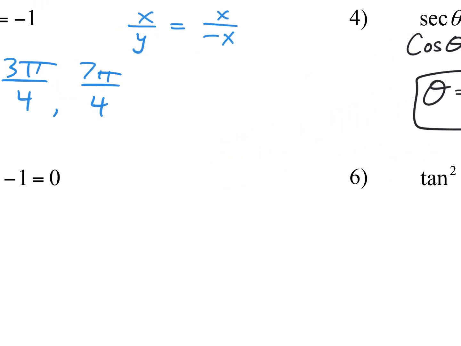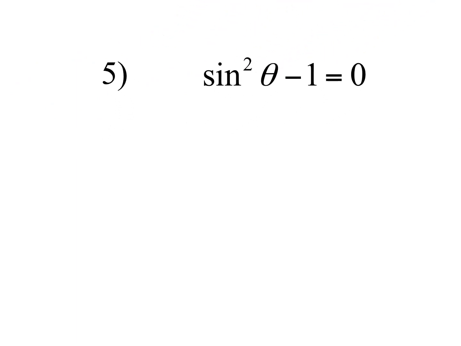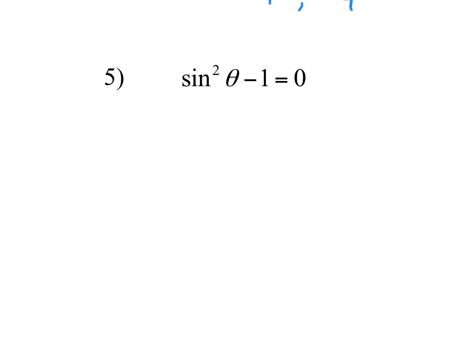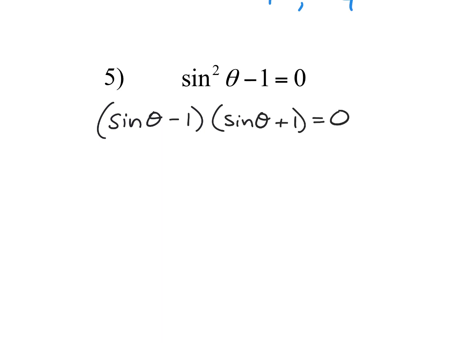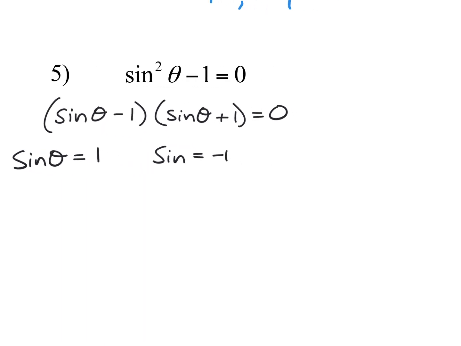Couple more examples here where we can move on to number 5. So number 5 has a couple different ways we can solve. What I recognize here is the difference of perfect squares. So I would solve this through factoring and say sine theta -1 times sine theta +1 equals 0. And then I would figure out when does sine equal 1 and when does sine equal -1. So that's one way to solve it, and we'll finish that up in a moment.